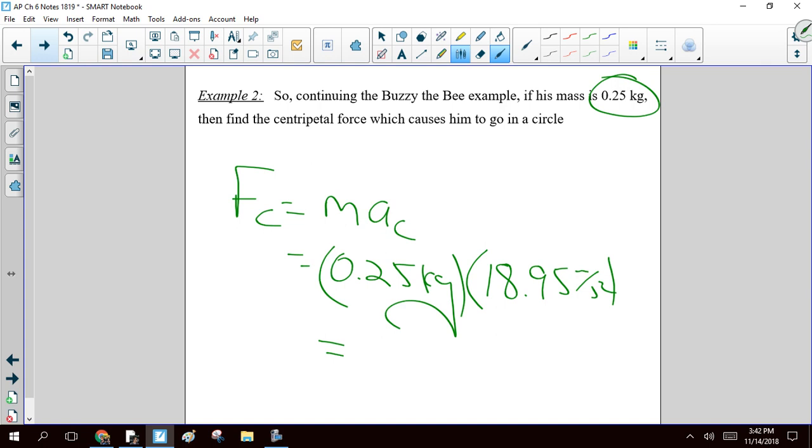18.95. All right, so you get 4.7 newtons. Okay. All right, so great. So that's how the calculations work, right? But this doesn't really tell us anything, right?